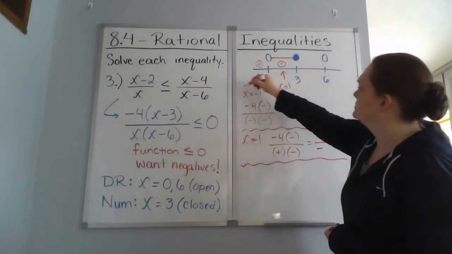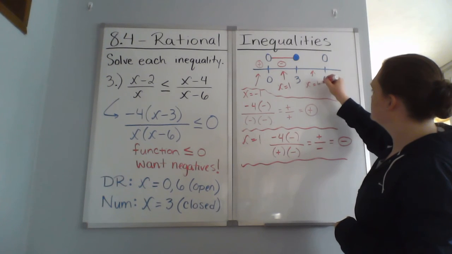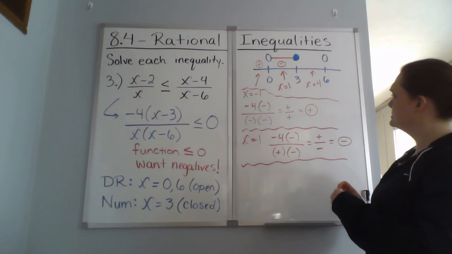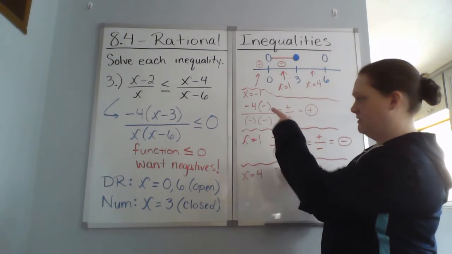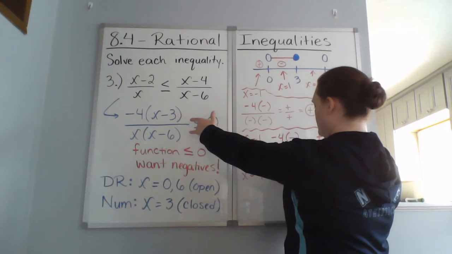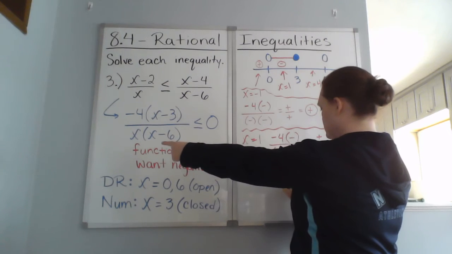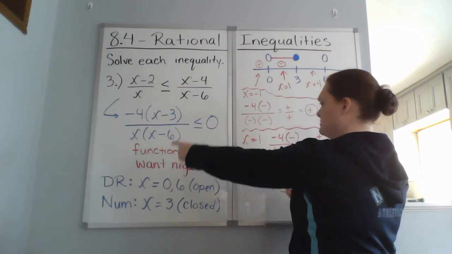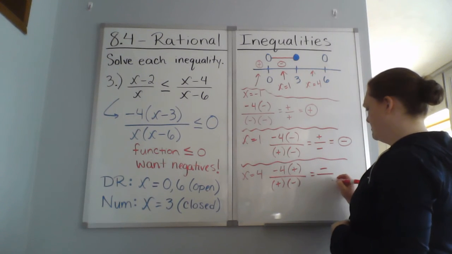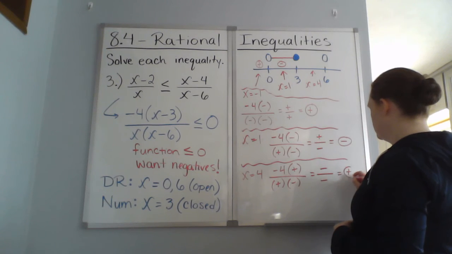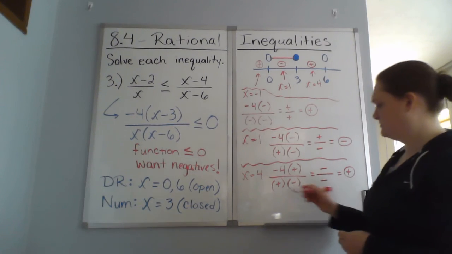2 more to go. Right here, let's try x equals 4, see what that gets us, because that's between 3 and 6. All right, so if I do x equals 4, plugging into this over here, -4, 4 minus 3 is a positive, +4 is a positive, 4 minus 6 is a negative. So I get a negative divided by a negative, that comes out to a positive. These are positive values. We don't want the positives, we want the negatives.